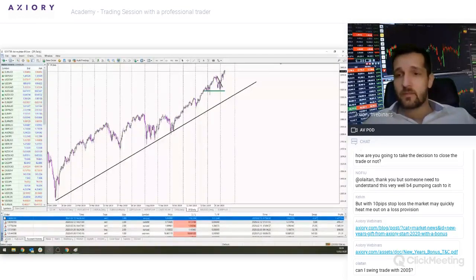Can I swing trade with $200? Man, you can swing trade with $100 as well. You can swing trade with any amount of money, my friend. Just go small with small positions. Open small positions and you will be able to swing trade as long as you want.